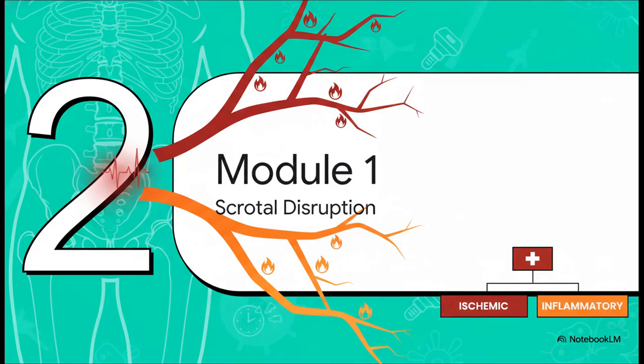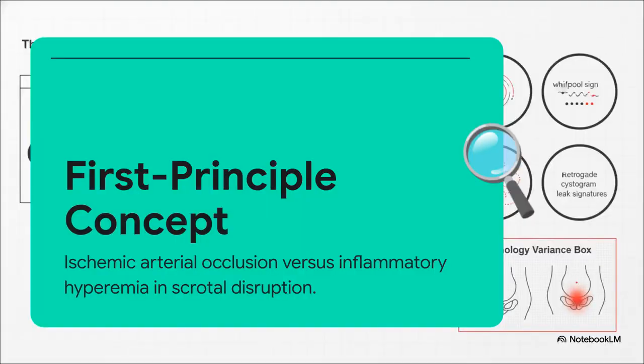Module 1. Scrotal Disruption. The Ischemic versus Inflammatory Fork. Picture this. You're called down to the emergency department for a young male with classic acute scrotal pain. Right away, your mind has to visualize this first principle concept. Are you dealing with ischemic arterial occlusion, where the spermatic cord is physically, mechanically twisting and completely cutting off the blood supply? Or are you looking at inflammatory hyperemia?